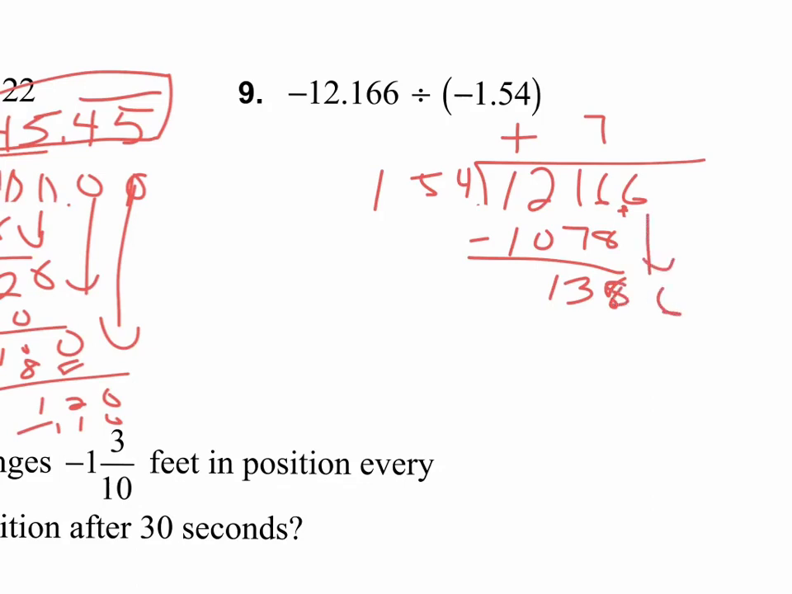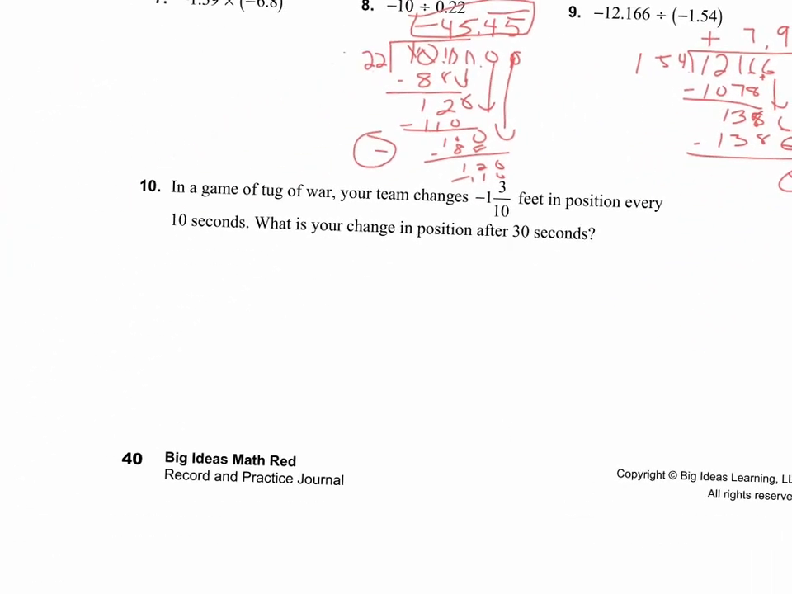Oh, I'm hitting that decimal, so I move that decimal up, okay? Then we have 1,386, and how many times did that 154 go in? Go ahead and play with it a little bit. You should get 9, which would be exactly 1,386. Okay, and that would be 0 remainder. My answer should be positive 7.9. All right. So, moving on to the word problem, last but not least.